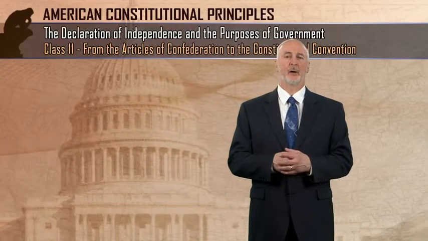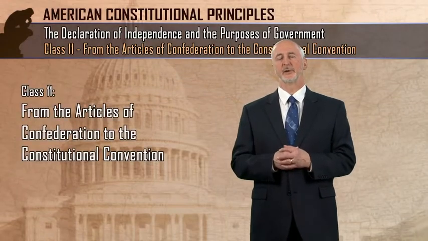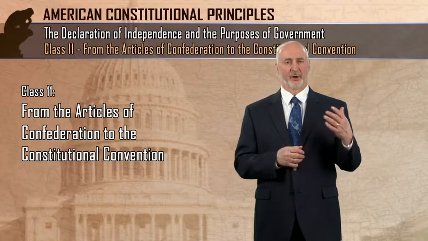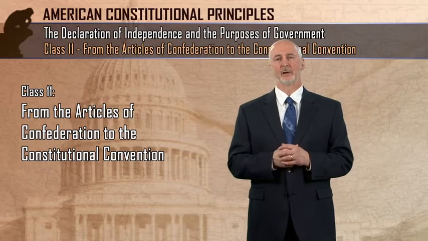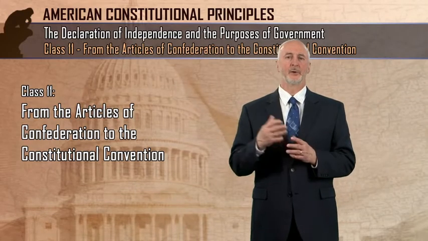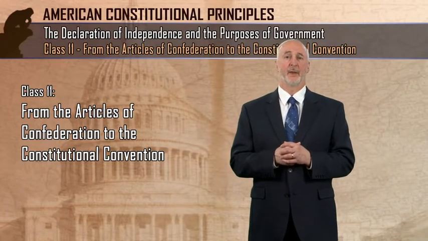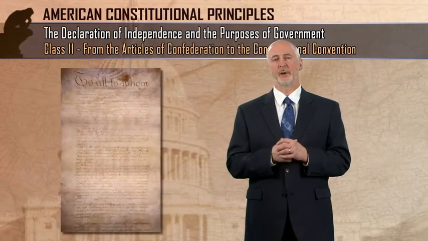I'm now talking about the transition from the Declaration to the Constitution. And today we'll be talking in particular about the first experiment or test of a government, which is the Articles of Confederation. And then we'll talk a little bit about the Constitutional Convention of 1787 that produced the Constitution. So let's begin with the Articles.